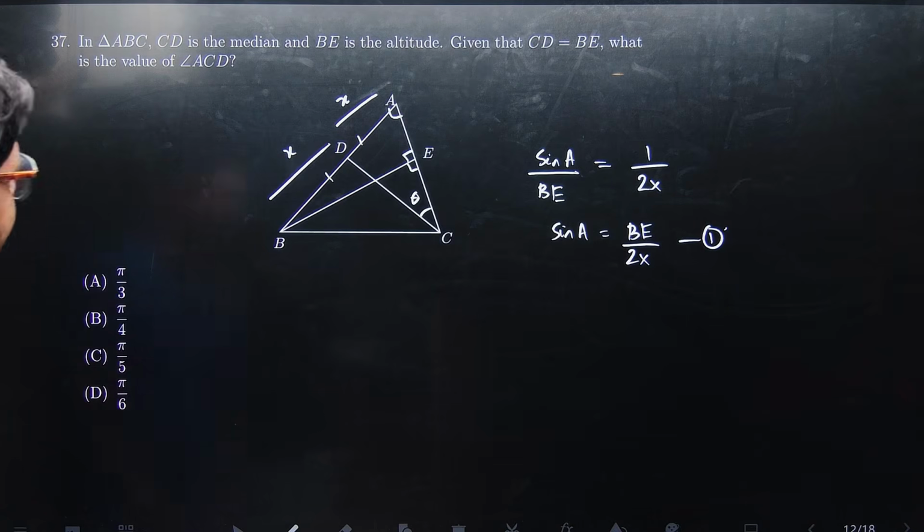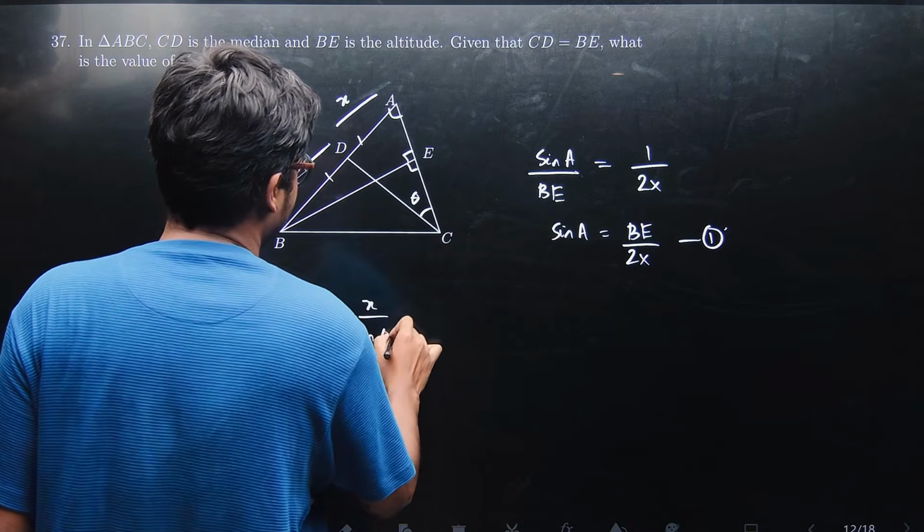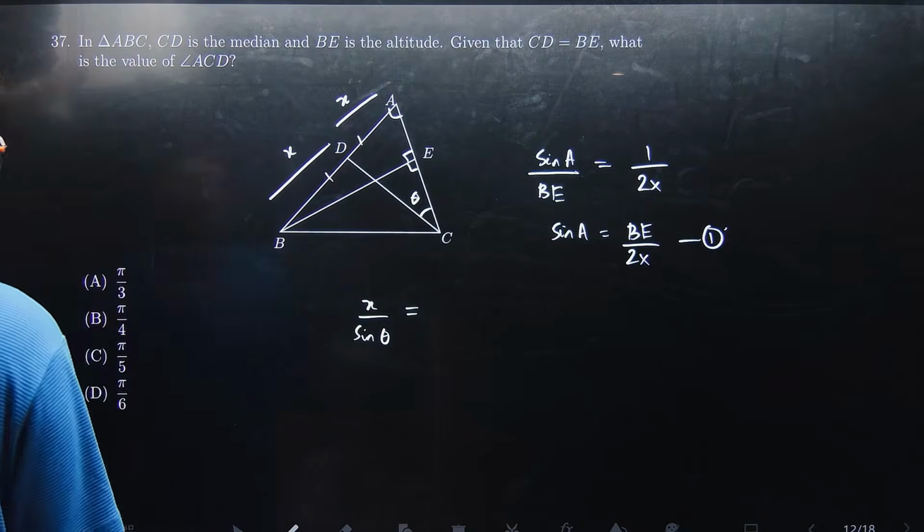Now, again, if I use the same sine rule in the triangle DAC, okay? If I use it in DAC, what will I get? I'll get that x by sine theta should be equal to, I don't want AC, so I can take CD by sine A, right?